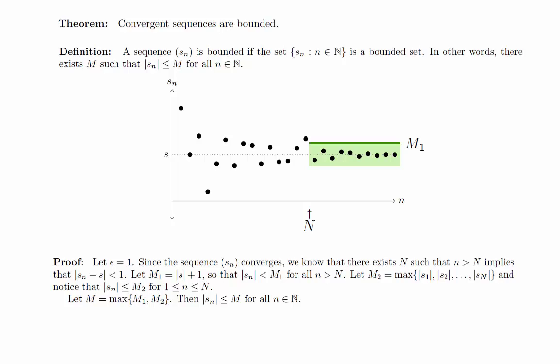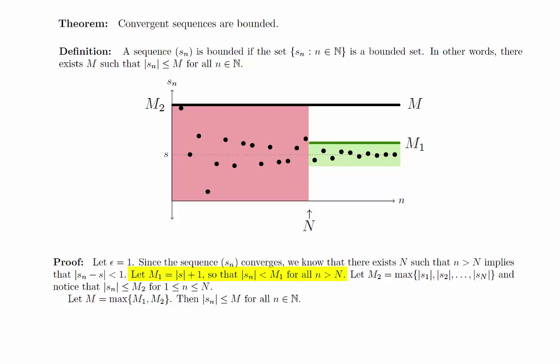Let M sub 1 equal the absolute value of s plus 1, so that the absolute value of S sub n is less than M sub 1 for all little n bigger than capital N. Let M sub 2 equal the max of the absolute value of S sub 1, the absolute value of S sub 2, up to the absolute value of S sub capital N, and notice that the absolute value of S sub n is less than or equal to M sub 2 for all n from 1 to capital N. Let M equal the max of M sub 1 and M sub 2. Then the absolute value of S sub n is less than or equal to M for all n in N.